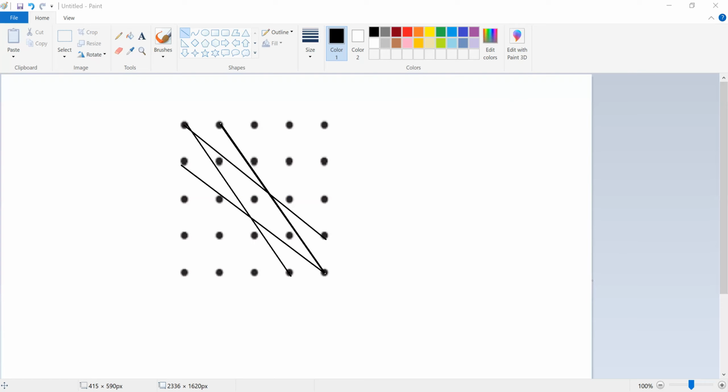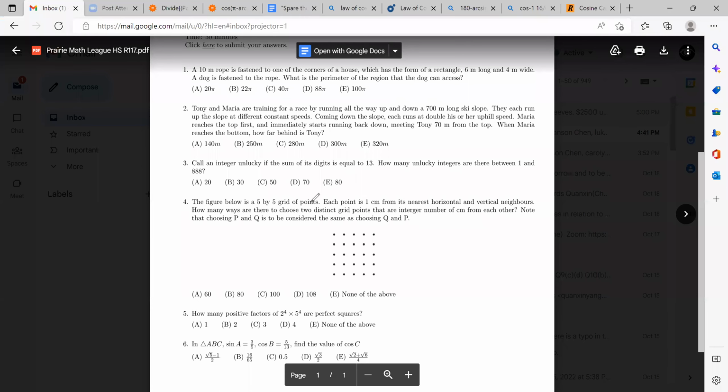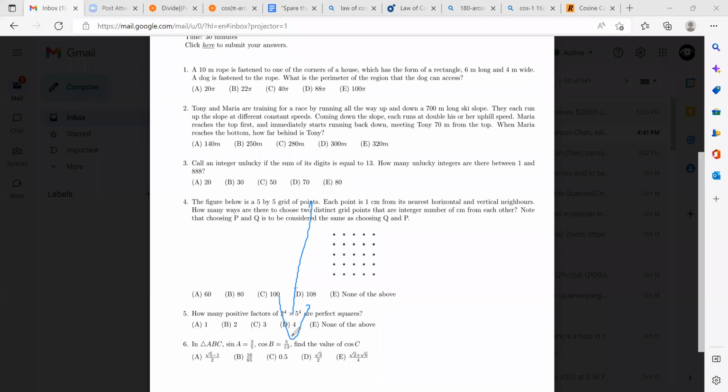Okay, so let's now take a look at question number 6. For a triangle ABC, sine A is this, and cosine B is this. Find the value of cosine C. One way of doing this is you figure out A, and you figure out B, and then you subtract from 180 to get C, and then take the cosine.